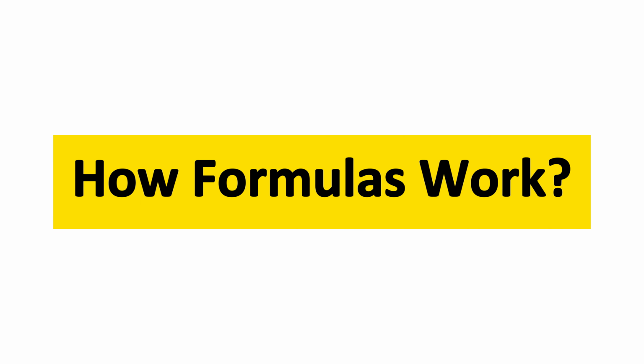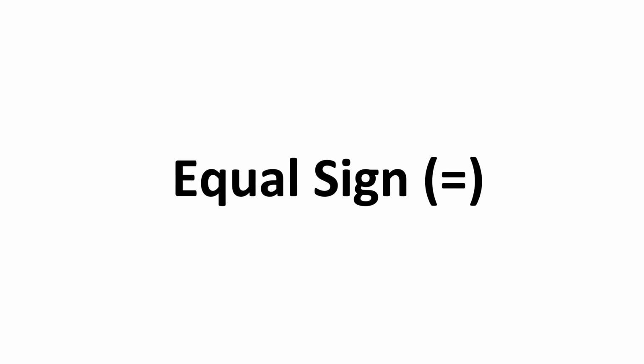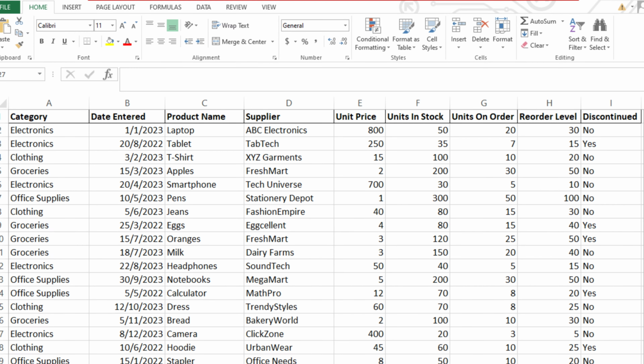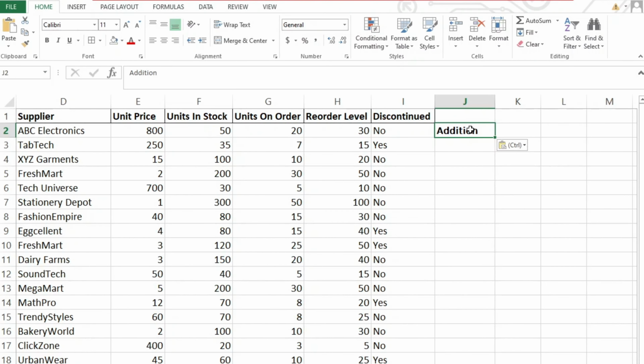Now let's understand how formulas work in Excel. Formulas start with an equal sign and can perform various calculations or operations. In Excel, we can add numbers using formulas. For instance, let's add the unit price of the laptop, cell E2, and the units in stock for tablets, such as cell F2, to find the total value. Click on an empty cell like cell K2 and type =E2+F2. The new cell will show the sum of these values.